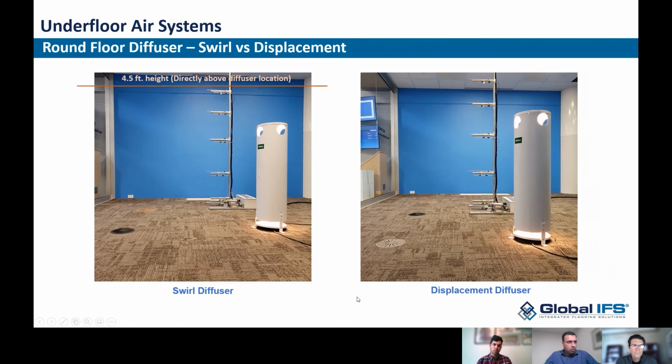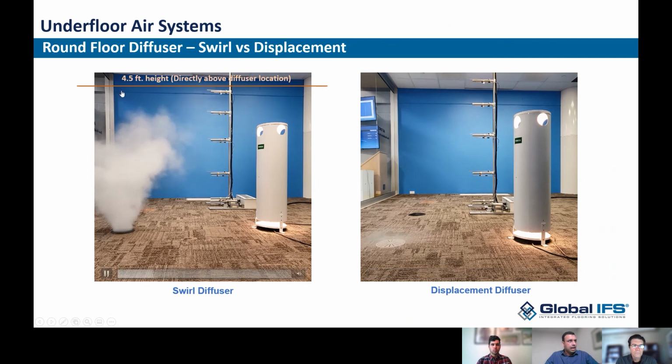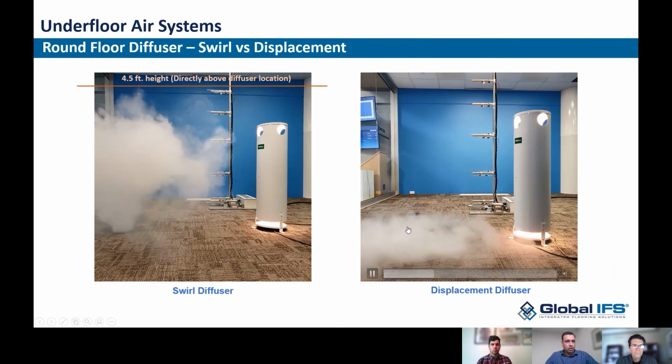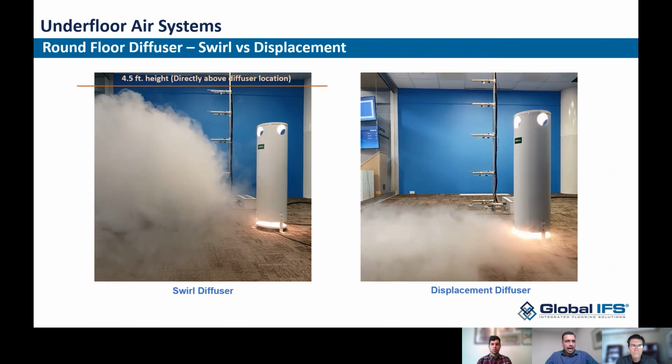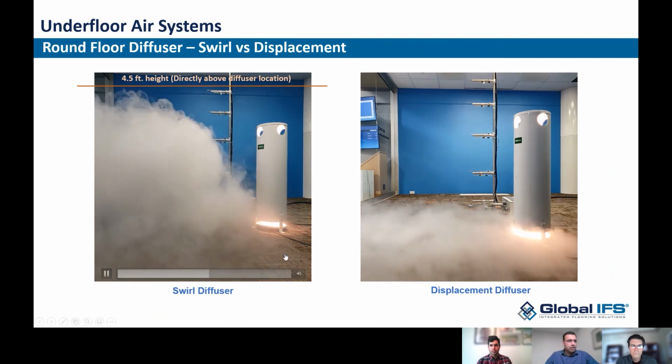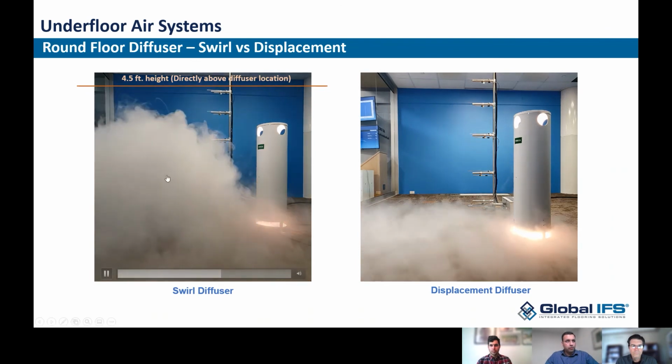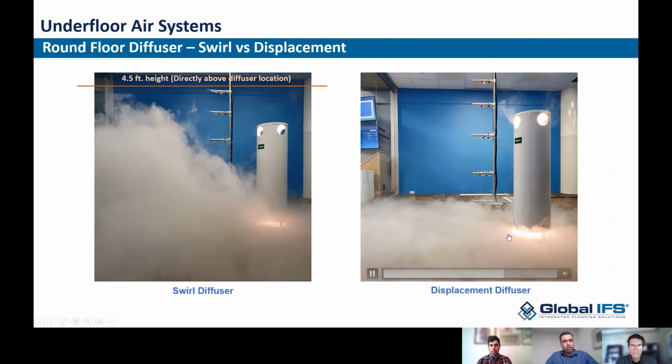Let me play this video. I'm going to cycle these videos at the same time so you can see the difference between the two diffusers. What's on the left is the swirl diffuser. You can see it's throwing below 4.5 feet, and what's on the right is your displacement diffuser, which is pooling the air on the floor 100%. What we notice is that even though the swirl diffuser started bringing the air out first, it's the displacement diffuser that was able to get to the occupant quicker.